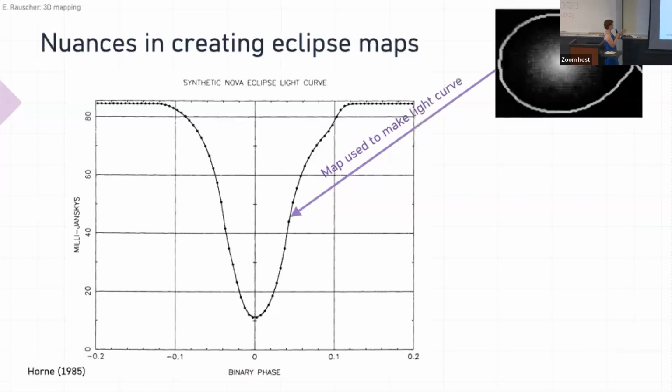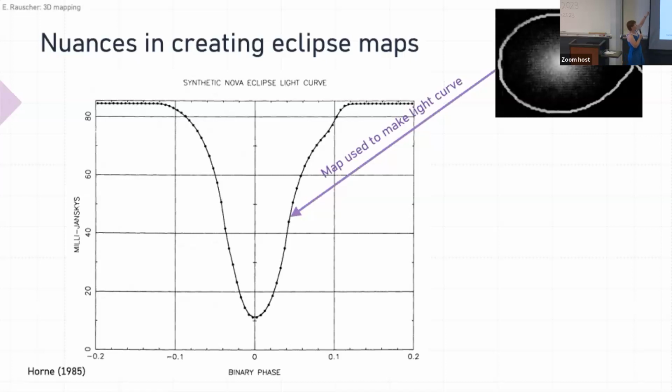In this example paper from the mid-80s, I was technically alive. I bet many of you were not. This study demonstrated how the assumptions made in reconstructing the map matter. So in the top right over here, you have a simulated accretion disk structure that was used to make the simulated light curve. And so the accretion disk is brighter at the center. Maybe there's a blob due to some physics happening.